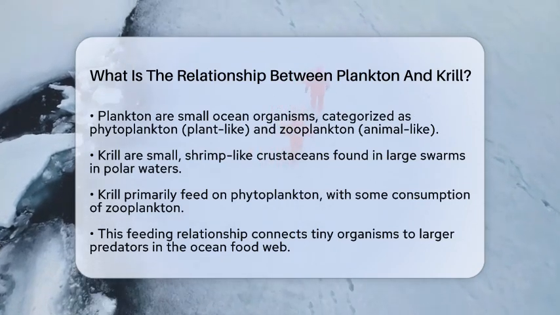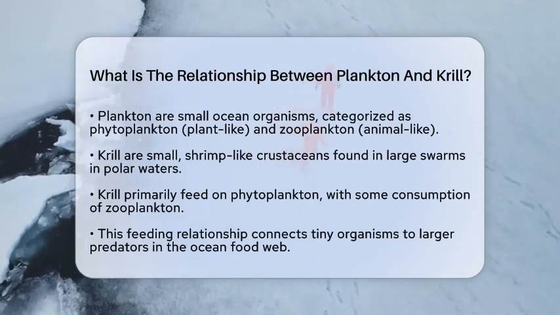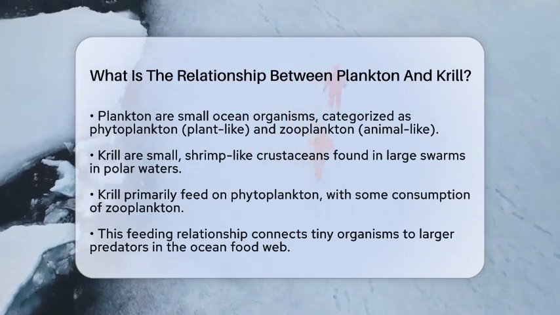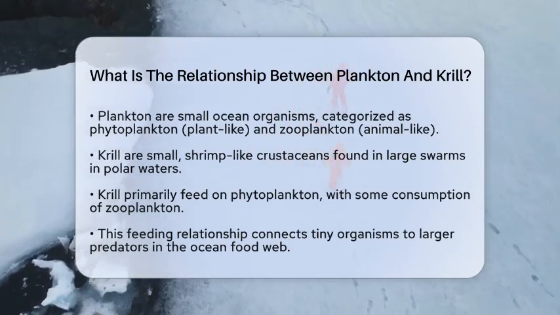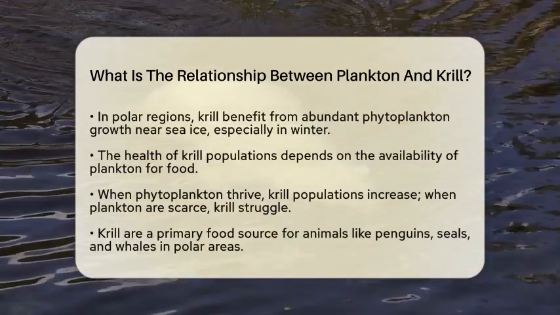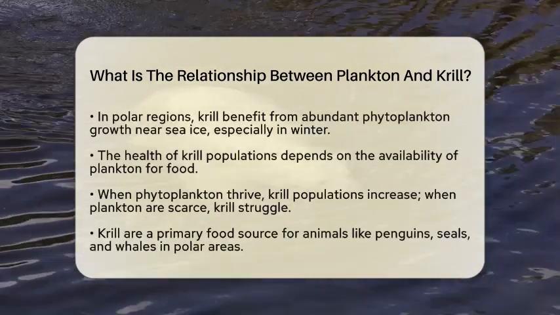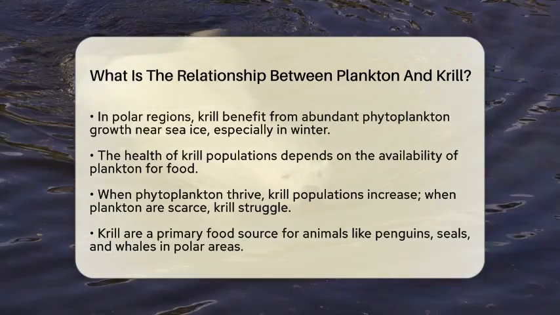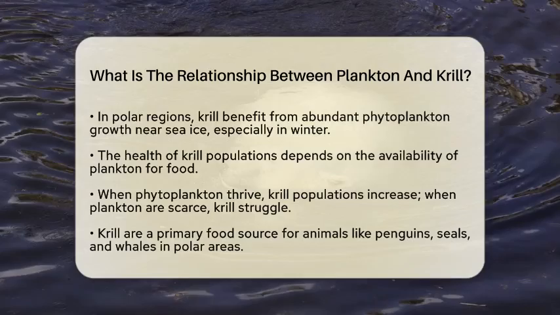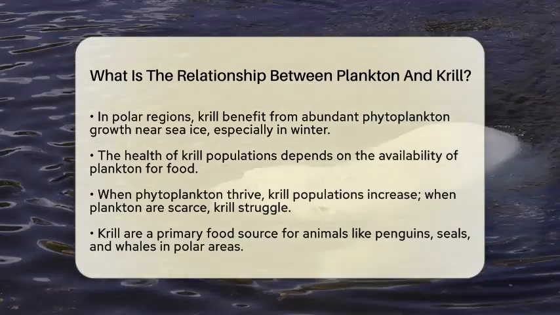Krill rely heavily on plankton for their survival. They primarily feed on phytoplankton, the microscopic plants that float near the ocean's surface. In addition to phytoplankton, krill also consume some zooplankton. This feeding relationship makes krill an important link in the ocean food web, connecting the smallest organisms to larger predators.